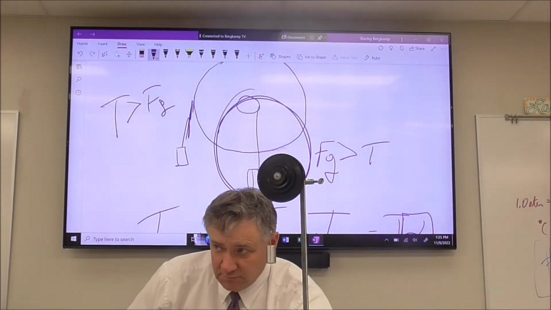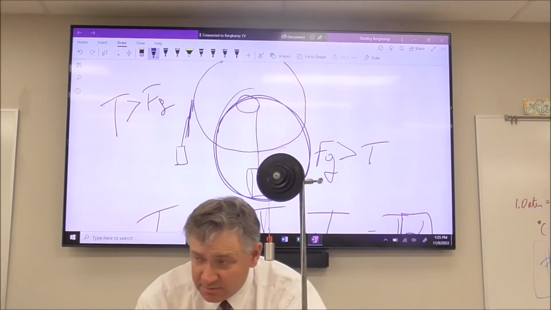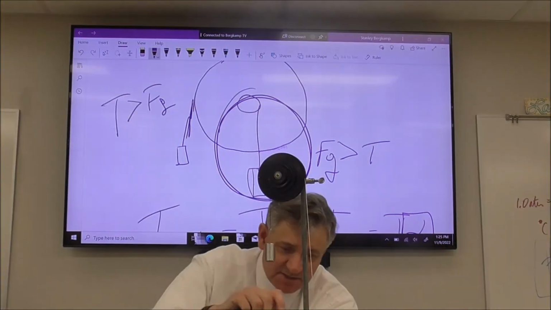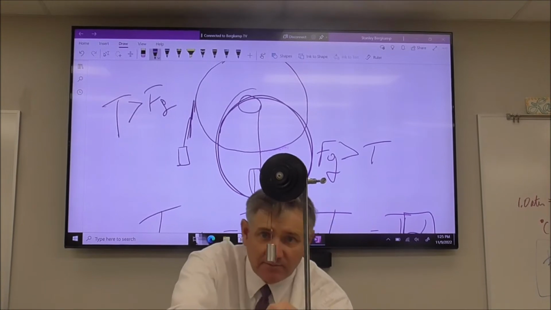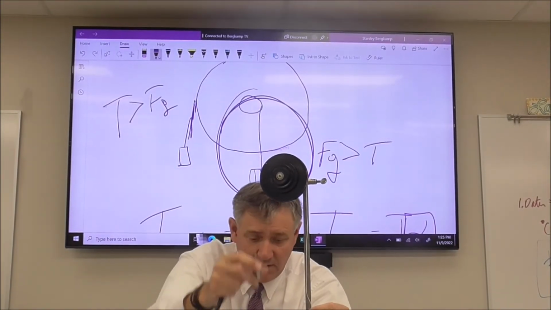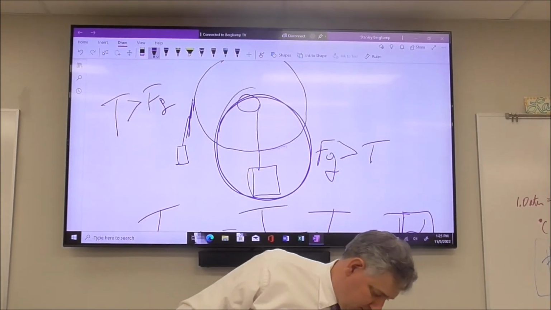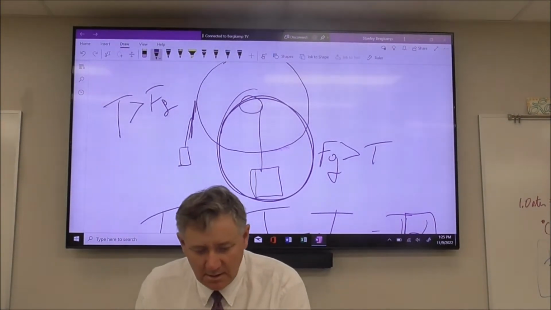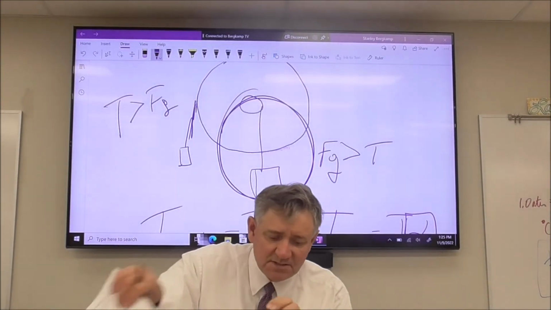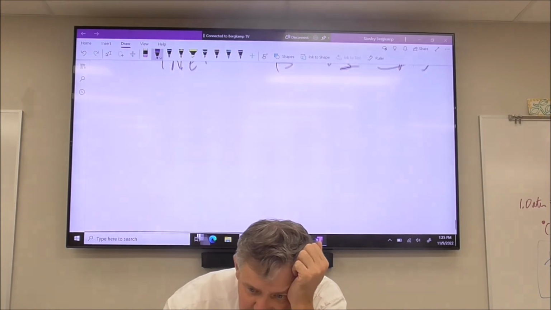Good. So what we ultimately want to do is solve these for tension. Now, I'm going to take these apart so I can write. But you got the idea about what's going on? Okay. All right. So, here's what you want to look at. This is going to take me some space.